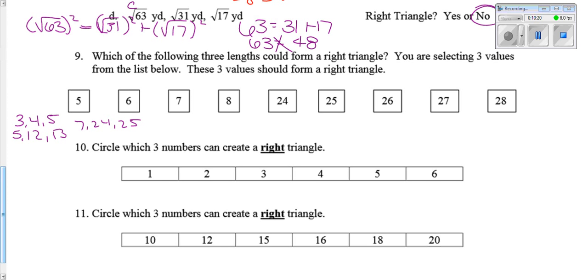So look here. I know 5 goes with 3, 4, 5, which I don't have. 5 also goes with 12 and 13, which I don't have. 6 and 8 would form a right triangle if I had 10. So I can't use 6. But 7, 24, 25 is a Pythagorean triple. If you don't remember those, just pick sets of 3 to see if they form the right triangle. Another circle, which of the 3 form a right triangle?